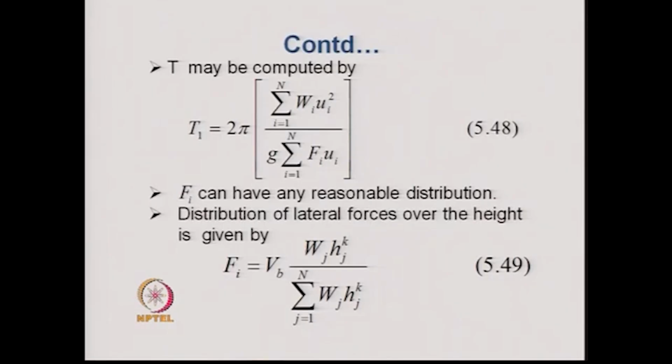Next comes the distribution of the lateral force over the height. We have discussed this at length when we were discussing the seismic coefficient method, and we have shown that the base shear that we obtain can be distributed using a formula given by equation 5.49. The K value is the power to which the height is raised, and it varies. Some codes straight away provide a single K value for all cases. In some codes we have different K values for different time period regions.